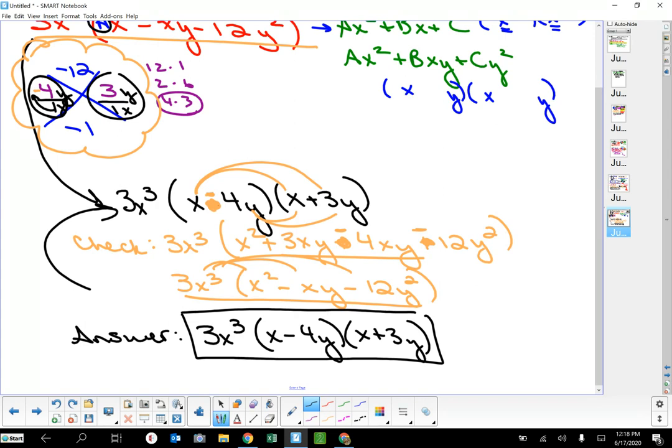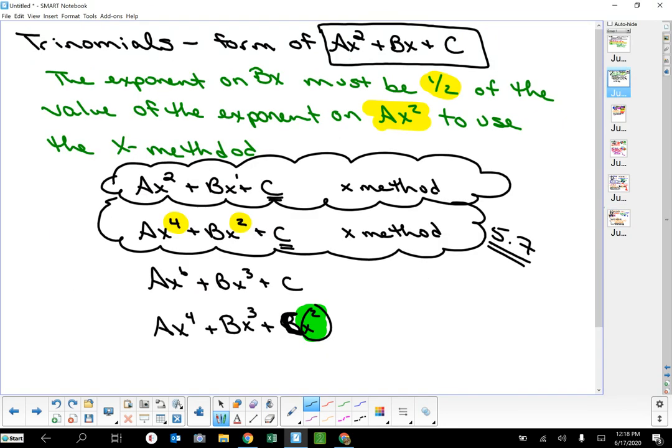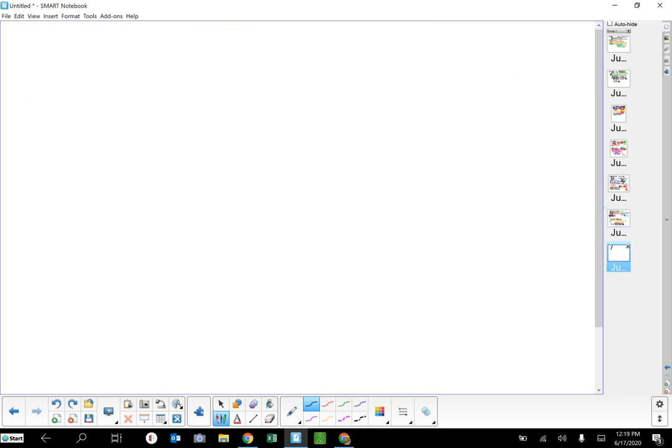All right, the last two examples are similar, and it goes back to what I mentioned back on this page. So you can use the X method as long as the exponent on your bx term is half of the exponent on the ax term. So let's take a look at what's going to happen here. I'm going to add a screen, and here's your next example. It looks like 6x to the fourth minus 7x squared minus 5. So notice first that the 2, the exponent on the bx, is half of this one, which means I still can use the X method. This is still my a.